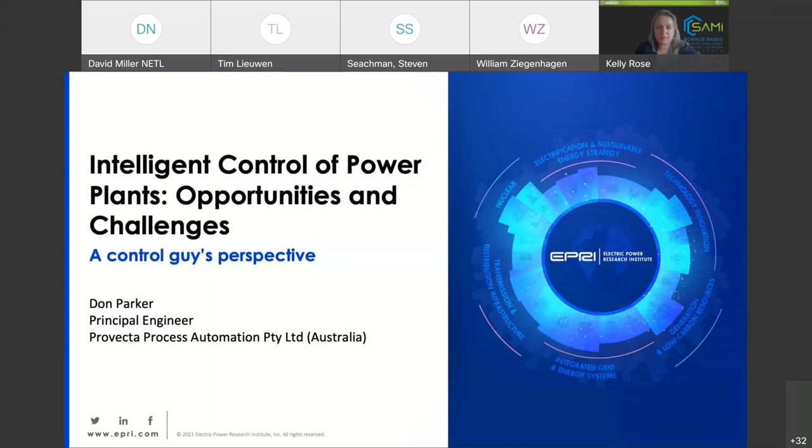In his time with Provecta, he has provided specialist control engineering services to power generators throughout Australia, New Zealand, Asia, the UK, and the USA. He provides practical assistance to US generating units to improve ramp rates, load range, and introduce automation enhancements. He also delivers simulation-based training courses in boiler control design and optimization. He's the recipient of several engineering degrees and previously conducted research involving coal mill modeling, diagnostics, and control.